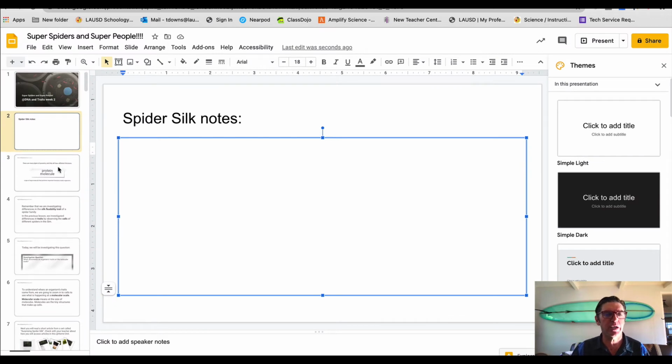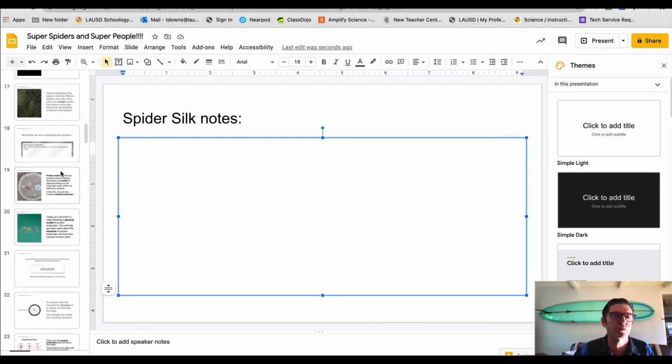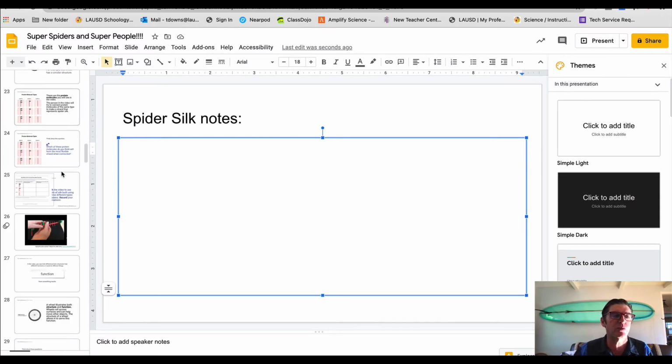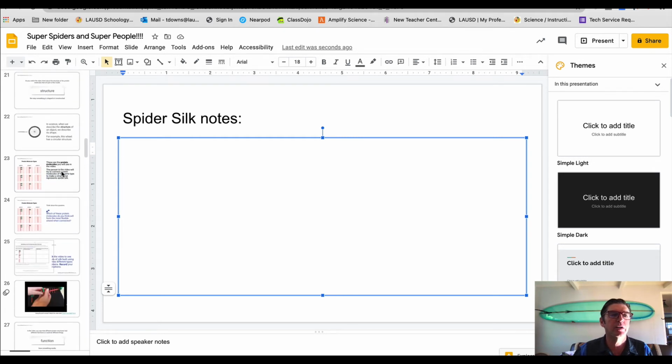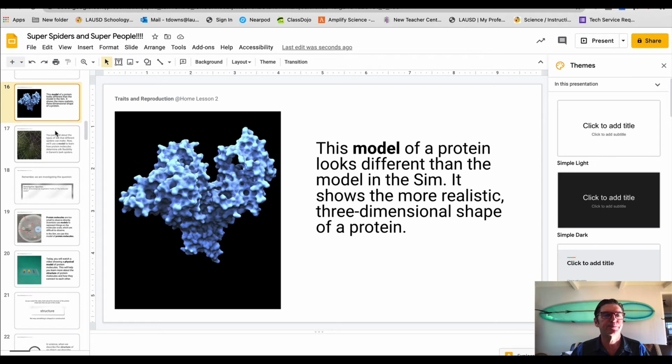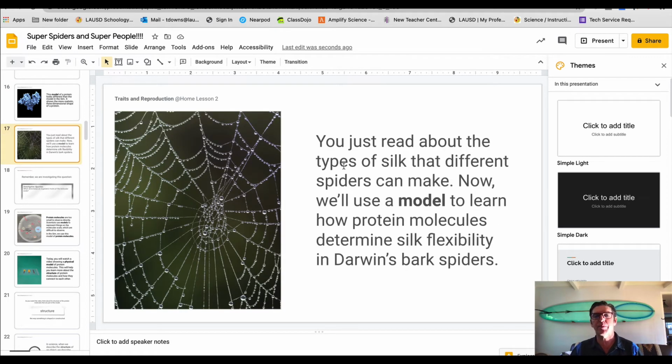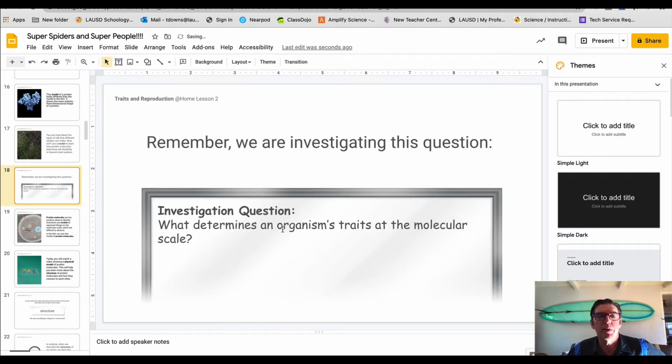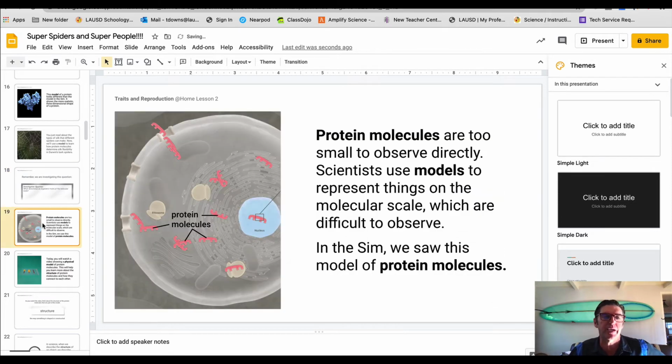spider silk done. So now let's scroll back down here to our last activity of the day that you can work on later or on your own. Look at this. We got another word coming up. So we were back here. You just read about the types of silk that different spiders can make. Now we'll use a model to learn how protein molecules determine silk flexibility in Darwin's bark spiders. Remember the question, what determines an organism's traits at the molecular scale? We're starting to learn that.